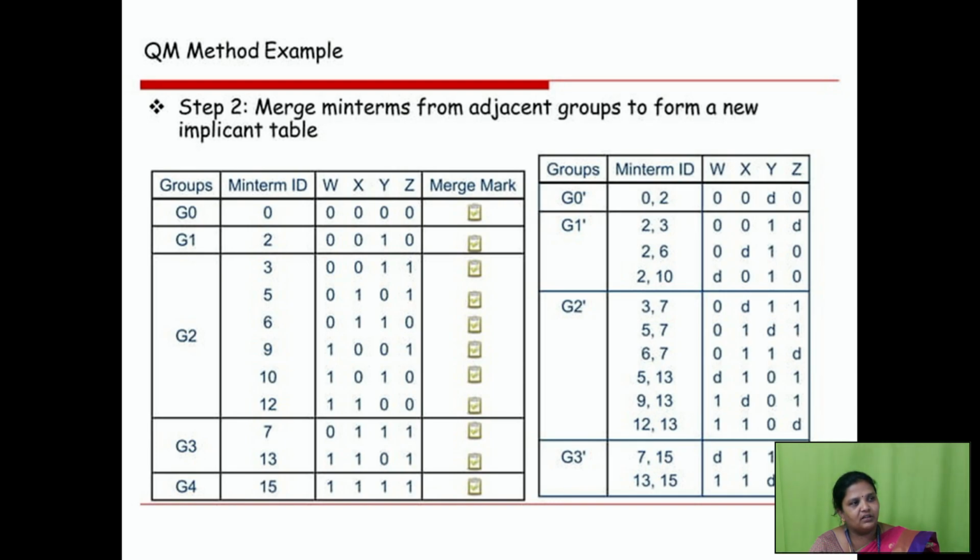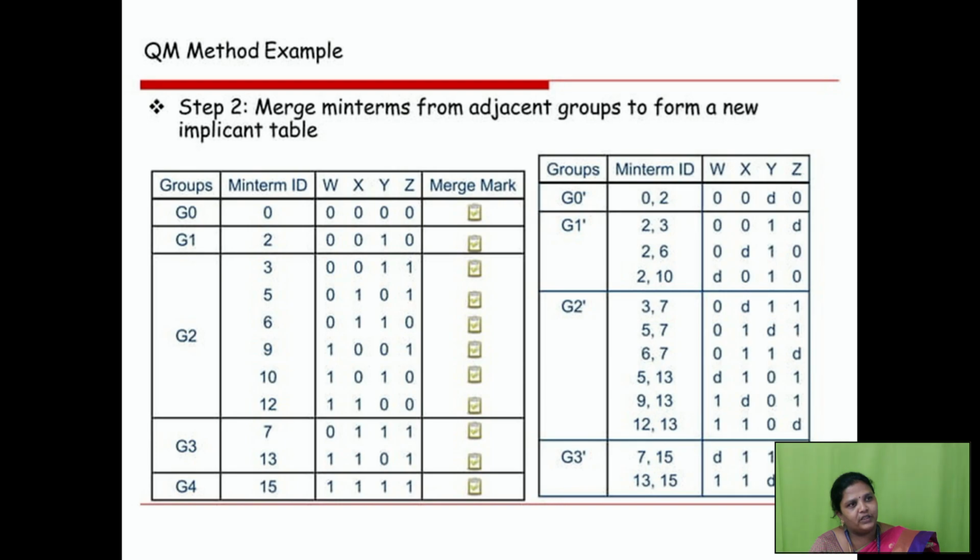If you are going with 13, 15, there also your third bit position is changing. So 1, 1, dash, 1. As usual, next we have to compare 0, 2 with 2, 3. If you are going like this, in 0, 2 we have a dash in the third position, so if you are comparing with your 5, 7, what will happen?